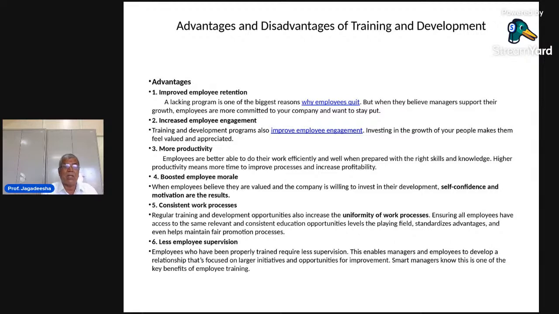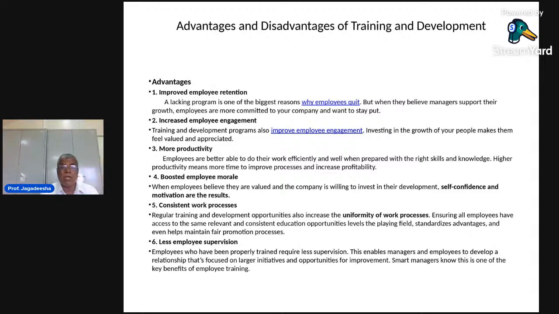Everybody enriches themselves with the requisite knowledge, skill and attitude, and the level of confidence is on the higher side. They perform the job very systematically, assiduously and judiciously. So therefore, I think there is no reason for them to quit the organization. Training is the best measure for an organization to retain talented employees. This is the point.